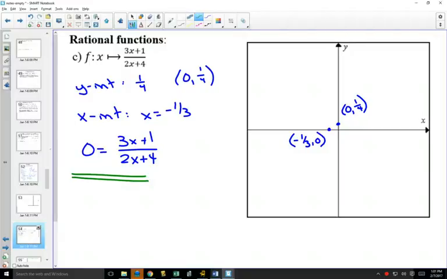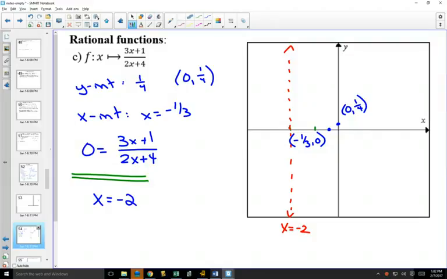Does this graph have any asymptotes? Yes. You will have an asymptote at x equals -2, because that's a non-permissible value. So as far as that's negative 1/3, there's x equals -2.